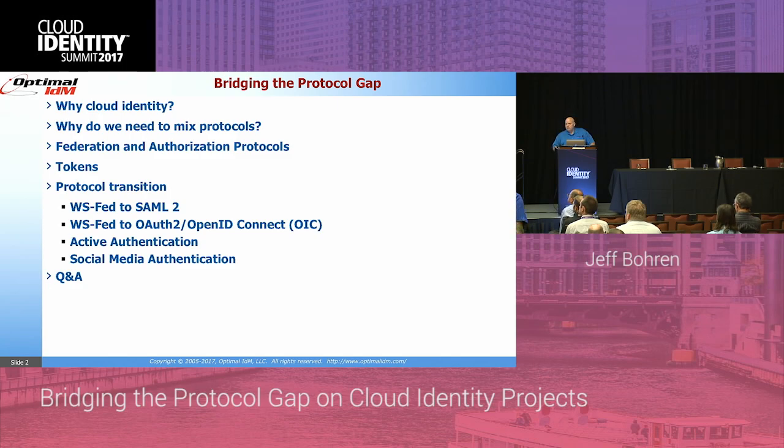So now that we've decided we're going to move identity services to the cloud, why do we need to mix protocols? Well, even if you've decided that OAuth2 and OpenID Connect is the future of your company, you're still going to have to support legacy applications that may be SAML2, WS-Federation, or WS-Trust. So we're going to talk about those protocols, we're going to talk about tokens, then I'm going to show you some examples of transitioning between protocols. If we have time, we'll have Q&A.